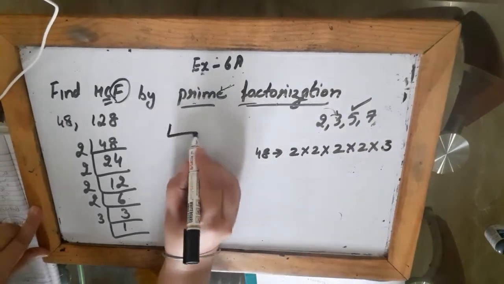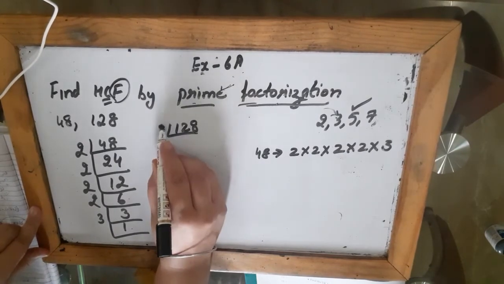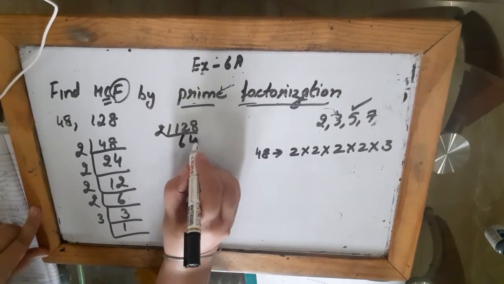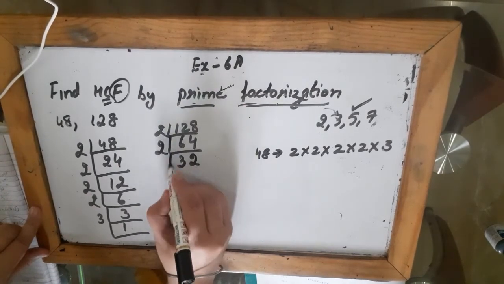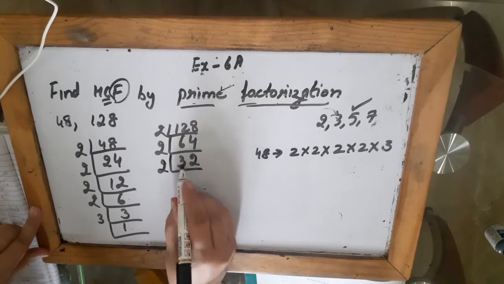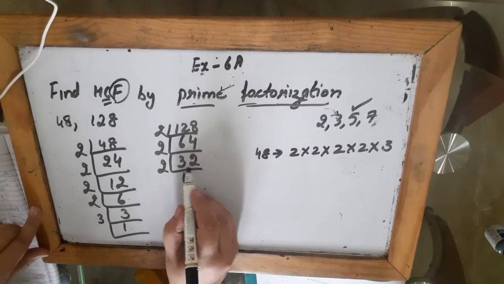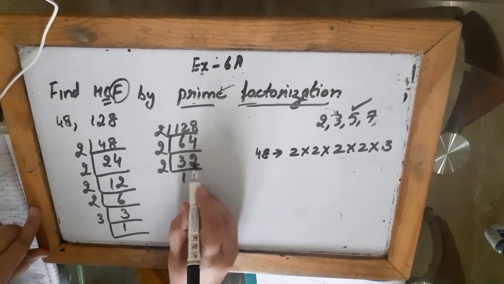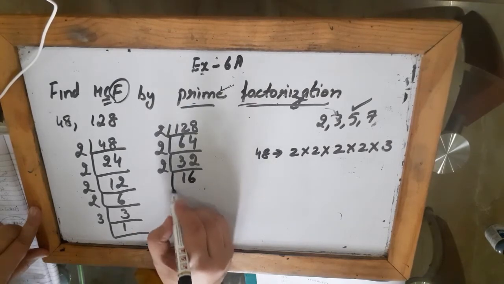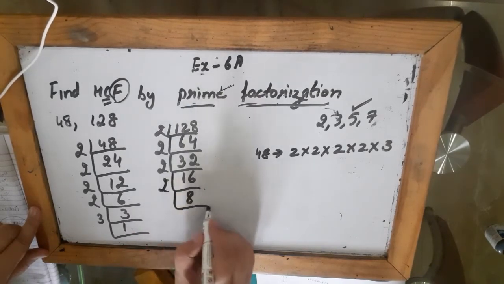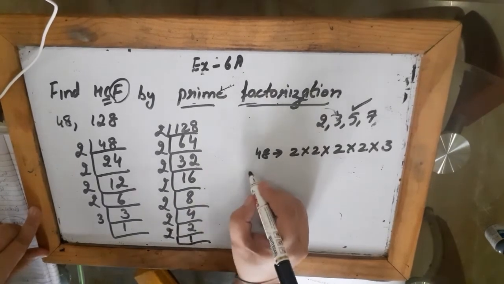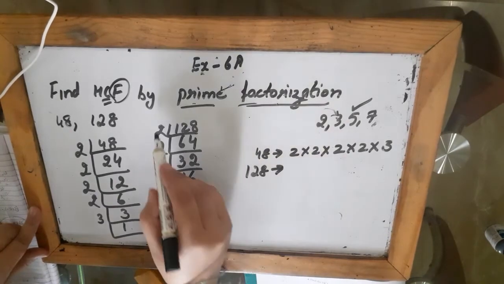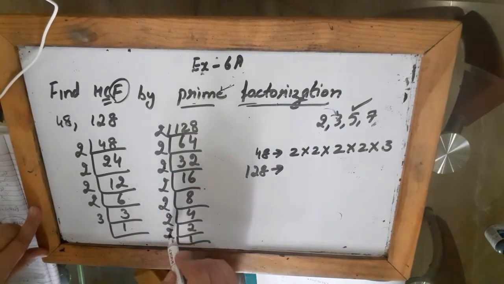Now the next number is 128. 2 6s are 12, 2 4s are 8, 2 3s are 6, 2 2s are 4, 2 1s are 2, and here 1 is left and this becomes 12. 2 6s are 12, 2 8s are 16, 2 4s are 8, 2 2s are 4 and 2 1s are 2. So how many times is 2 there? 1, 2, 3, 4, 5, 6, 7 times.